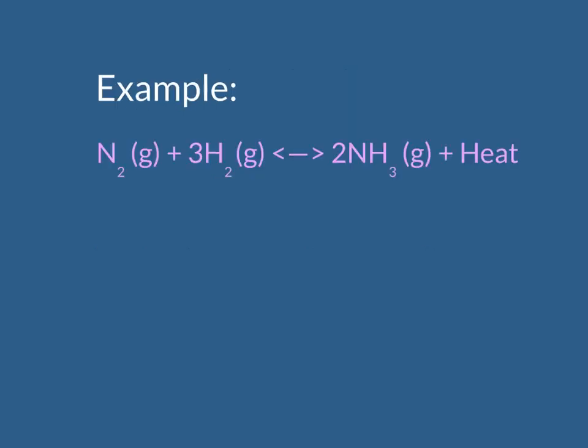So let's take a look at an example. For this reaction called the Haber process, how could we change the temperature, pressure, and concentration of our reactants and products to maximize the production of NH3? Pause the video, try to answer it, and then hit play again to check your answers.